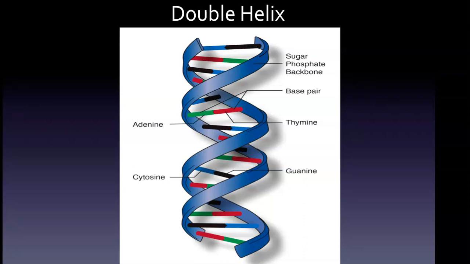The sides of the ladder are made up of a pentose sugar and phosphate. This combination, a pentose sugar, a phosphate group, and the nitrogen base make a nucleotide.